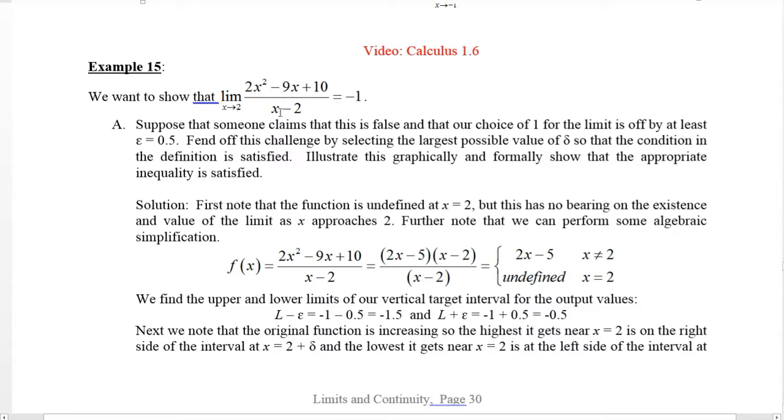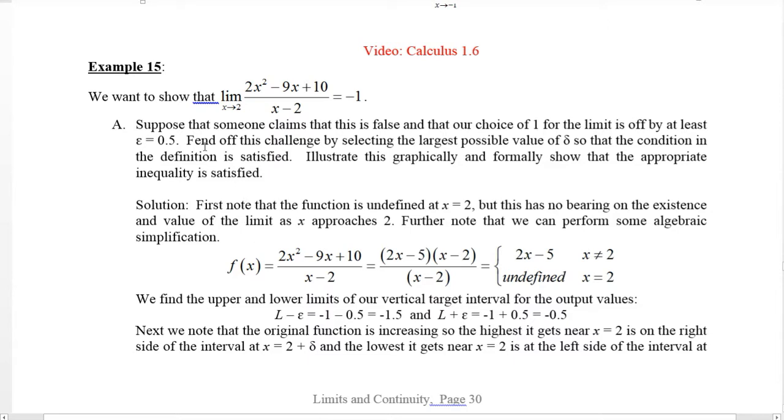Now first of all, notice that when you plug in x equals 2, x minus 2 is 0, so this is dividing by 0. Clearly this function is undefined at x equals 2. But it turns out the limit exists. Since the limit does exist, that says that the point (2, negative 1) is a hole in the graph.